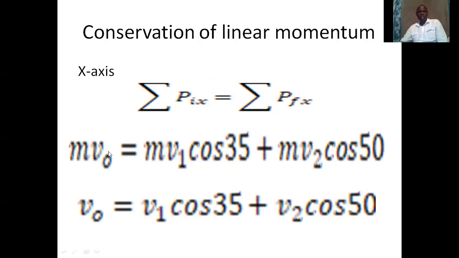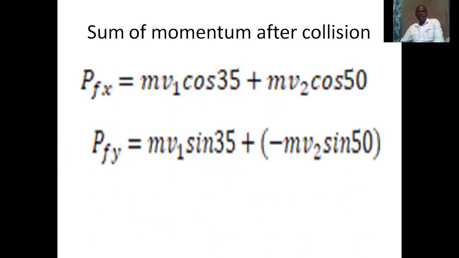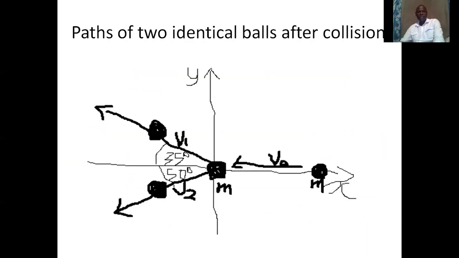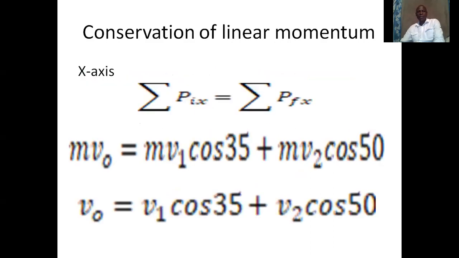So you notice that this is the momentum we got before the collision, which was the mass of the ball multiplied by its velocity, which is equal to the momentum of the ball in the x-axis. In the x-axis, as we indicated here, it will be V1 cos 35 plus V2 cos 50, and all these multiplied by mass. So this is what we mean here.